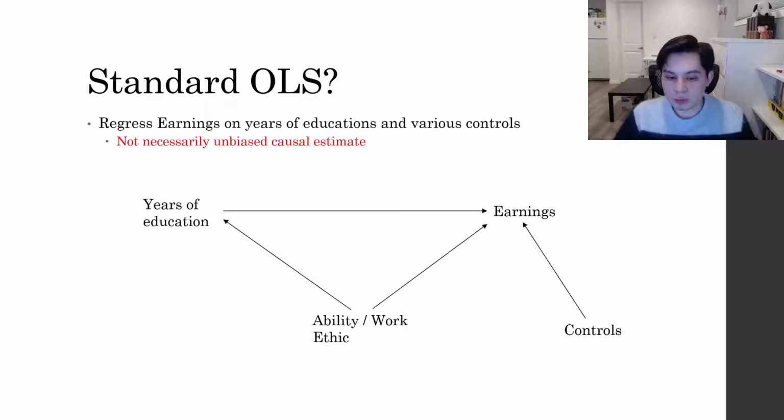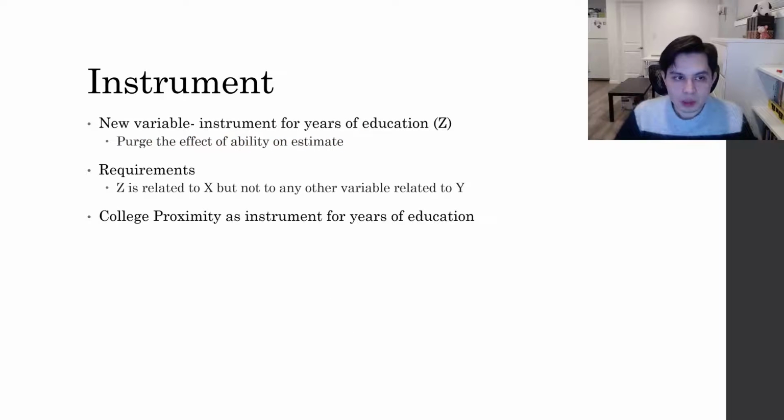There are variables such as someone's innate ability or their work ethic that would likely affect years of education as well as earnings. And you can't simply put these variables as control variables because they also affect years of education. So this would cause a biased estimate for the relationship that we're looking for. So OLS won't work, but instrumental variables can fix this issue.